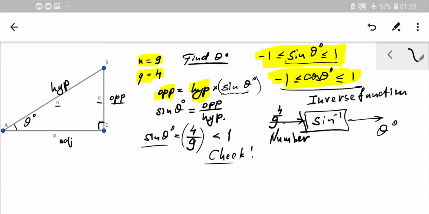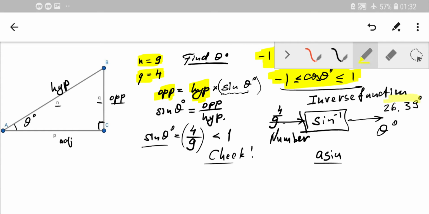So for sine minus 1, you might instead see a sine, which means arcsine, so inverse. You press this button and input the number. So your number is 4/9. And here's the result, 26 something degrees. 26.387. So I round it up and I'll get 39 degrees. That's my angle, and that's the result.